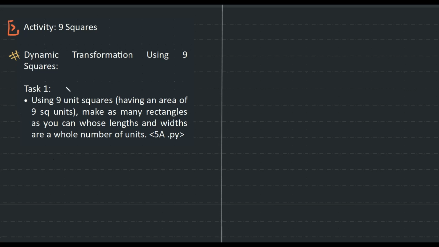So we are picking up 9 squares and varying things around and looking at quite a few possibilities. So the very first task is making use of 9 unit squares, that is a space that has the area of 9 square unit. Make as many rectangles as you can whose length and width are a whole number of unit. So this statement, for now you guys ignore this. So let's figure out how many rectangles can we make.